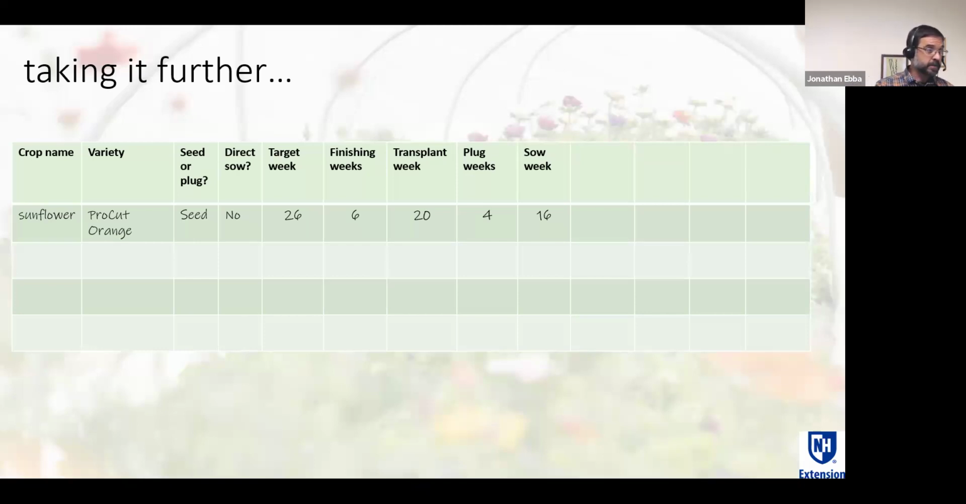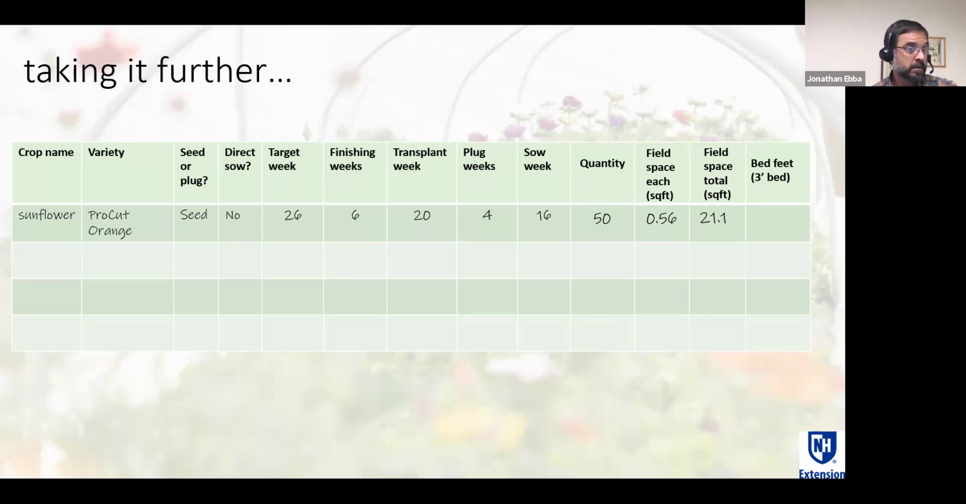So this is where we've already done this, right? You've already seen this. And now I need to know how many I want to grow, and then how much space each one's going to take, and then how much space the whole crop is going to take, and then how much bed space it takes, right? So if I want to grow 50 of these, because I think that's what my market can bear on week 26, and I say each of them equals 0.56 square feet, which I think that's kind of small for sunflower, but these aren't real. Nobody do any real growing off my charts. This is just to show us how it works.